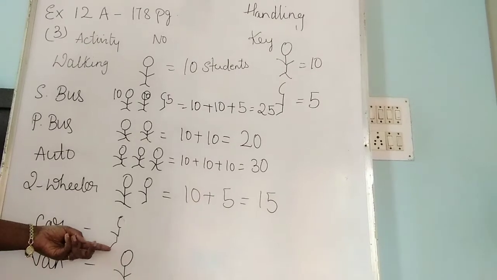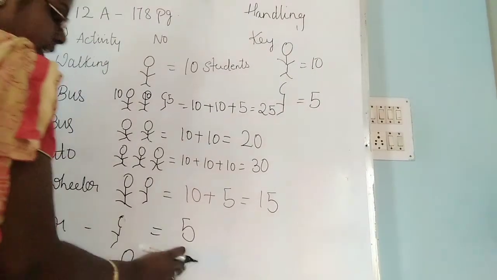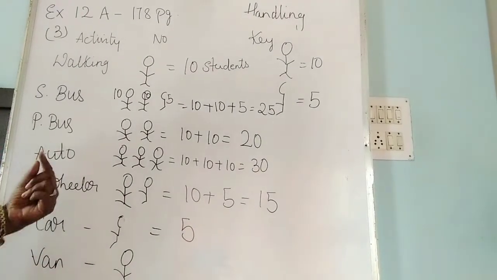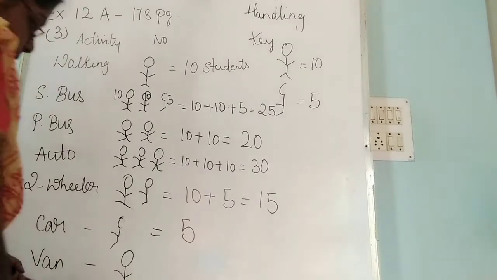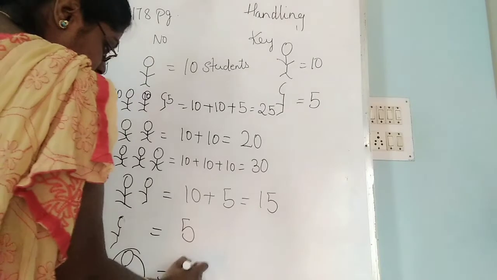And how many students come by car? There is only half the doll. So half the doll represents 5. That is 5 students come using the car. Next is van. So van, how many students are here? It's one doll. So it is 10.